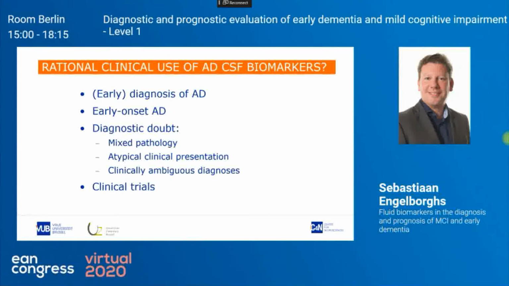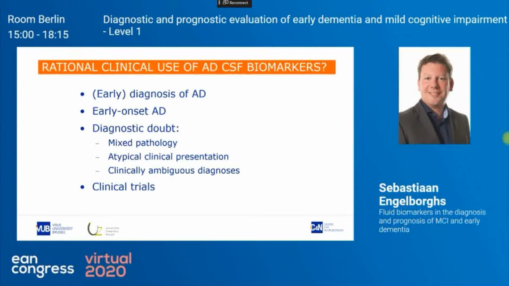They can also be used to increase the diagnostic accuracy in case of early onset Alzheimer's disease or young onset Alzheimer's disease. These patients can have atypical presentations of Alzheimer's disease, and biomarkers can significantly increase the diagnostic accuracy in these patients.